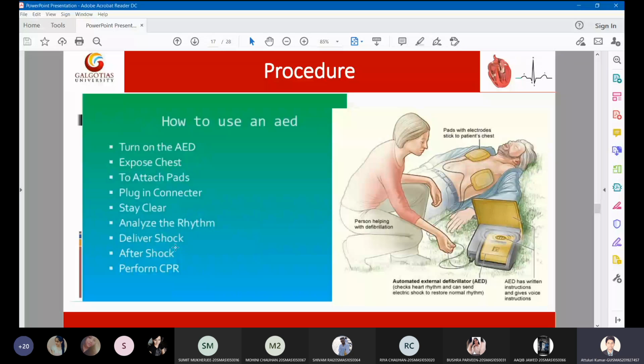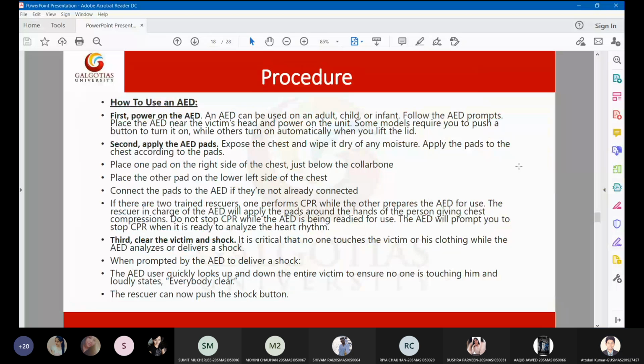Okay. So after delivering the shock, once again we need to start repeating the CPR. In between CPR, we need to give these frequent electric shocks until the patient becomes conscious. So this is the procedure of using the AED or automated external defibrillator. That's it. The same story in a paragraph manner.